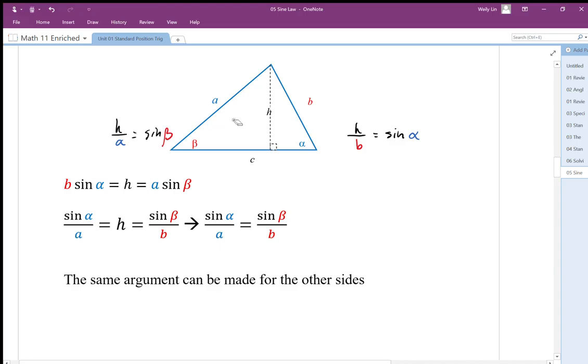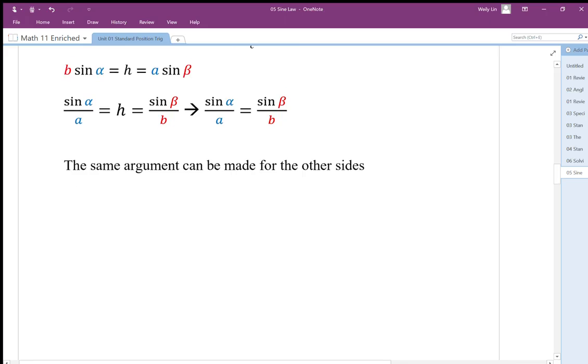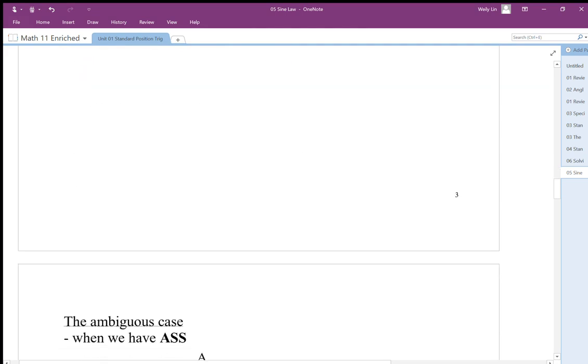Basically, we start with this calculation for the height, and we can see that we can calculate the height from this perspective, from the left-hand triangle. We could do the same thing from the right-hand triangle, and then just doing a little bit of algebraic rearrangement, we can come up with our sine law ratio. Okay, so this is why it works. And in fact, this is a proof of why it works.